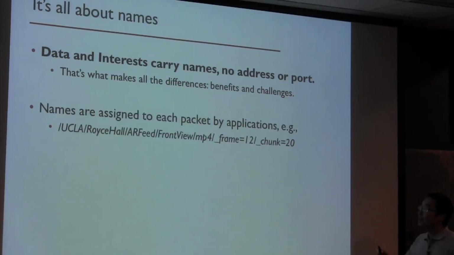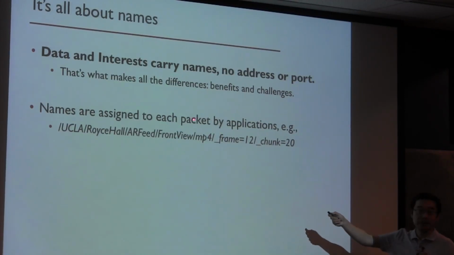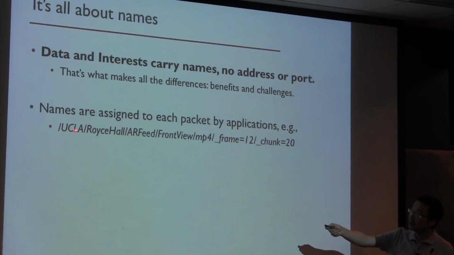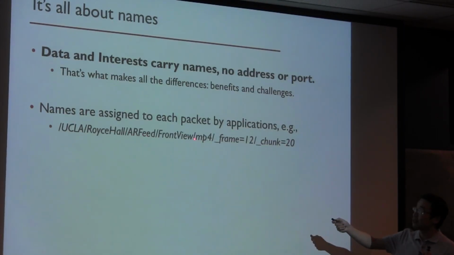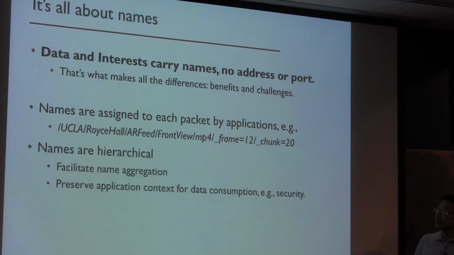And more specifically, the names are assigned to each packet, because interest and data are packet per packet. So each packet has its own name, assigned by applications, like this. In UCLA, Royce Hall, there's an augmented reality feed, from the camera, a particular video file, a particular frame and a chunk. So all the way, they reflect application context. And it's hierarchical, like this.